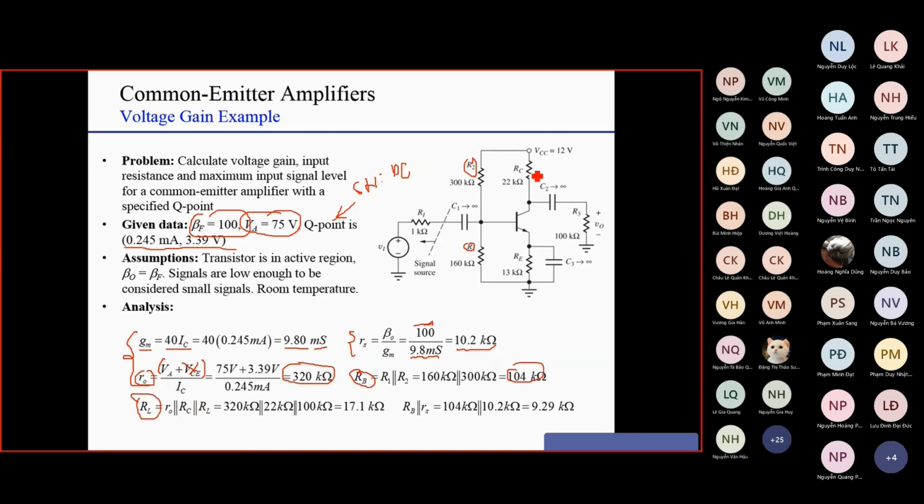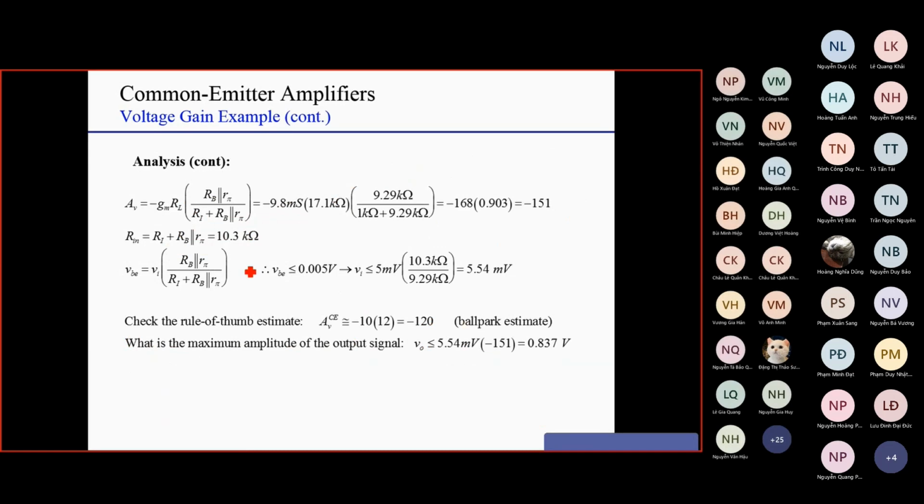RL is RC in parallel with R3 and in parallel with R0. So you can calculate here. So that is the RL. So the input resistance is the RB in parallel with R pi. You can have it here. So just replace the parameters here.